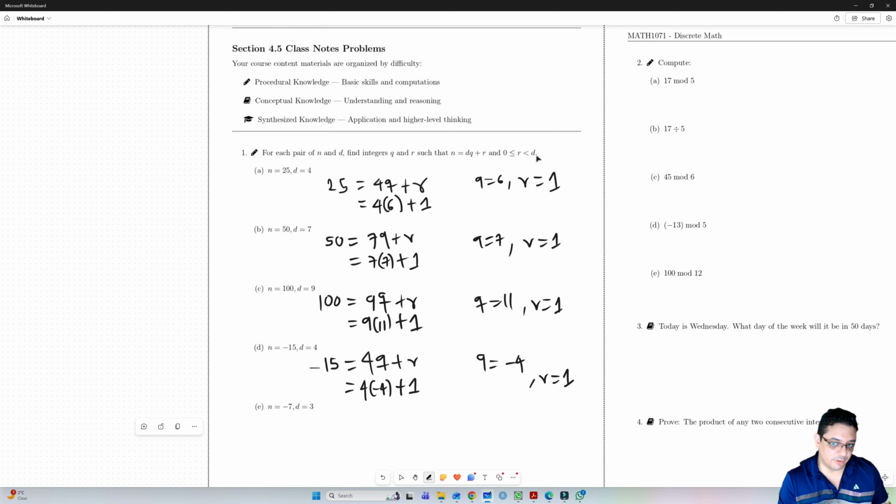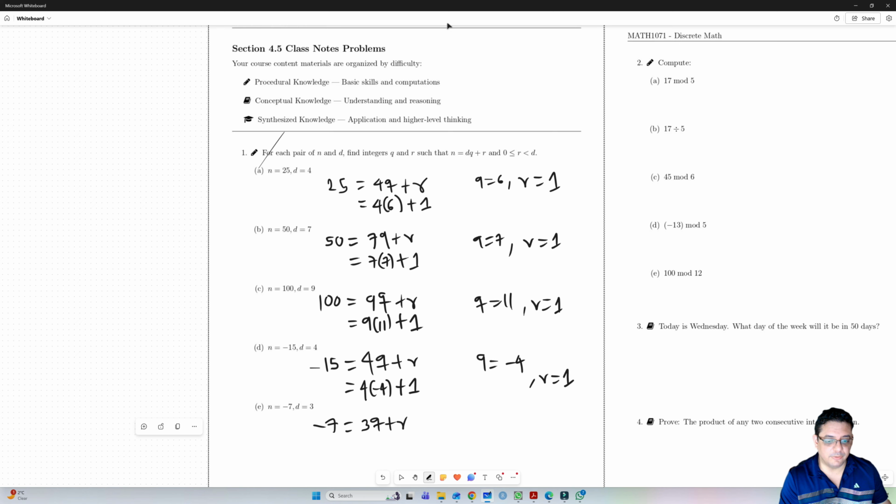r is not always going to be 1. This is just where we happen to be at this point, but you can have multiple examples. So now minus 7, and I'm dividing by 3. So once again, I'm trying to find q and r so that 3 times q plus r is going to give you minus 7.